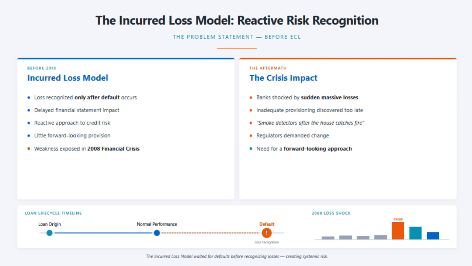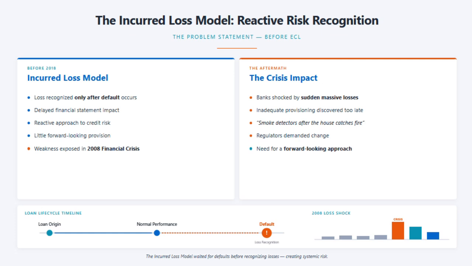So let's get started. Let me set the context for you. Before 2018, banks operated under what we call an incurred loss model for accounting purposes. Think of this as a reactive approach. Banks only recognized losses after they actually happened. If a borrower defaulted, that's when the bank recorded the loss. If a borrower showed early warning signals but hadn't defaulted yet, nothing was recorded on the balance sheet.